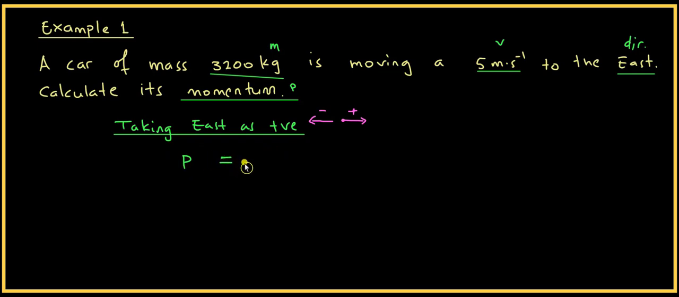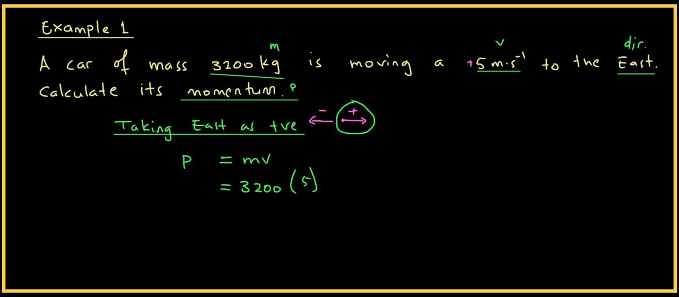Then you write your equation. p is equal to mv. Then you substitute. Your mass is 3,200 kg, and then you're multiplying by 5. Now we saw that velocity is a vector quantity and is positive, right? My east is positive, so it means that this velocity here is going to be positive because it is to the east. So that's why I'm putting a positive 5 here.